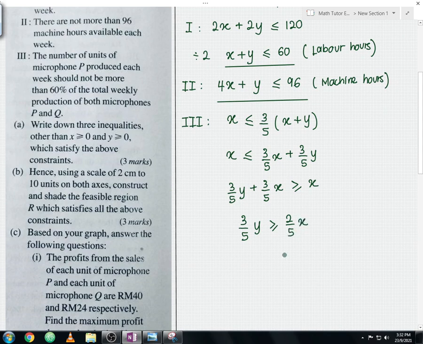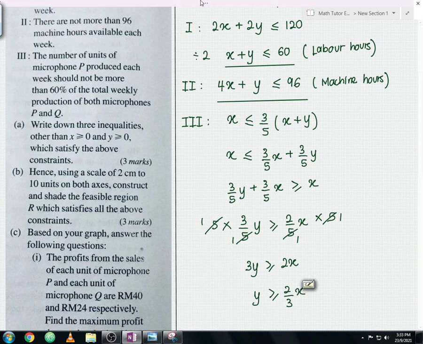For the next step, we are going to eliminate this fraction. So we are going to times 5 for both sides, so you eliminate them. You are only left with 3y more than equal to 2x. So from here you get your constraint, 3y more than equal to 2x. Let me underline this.